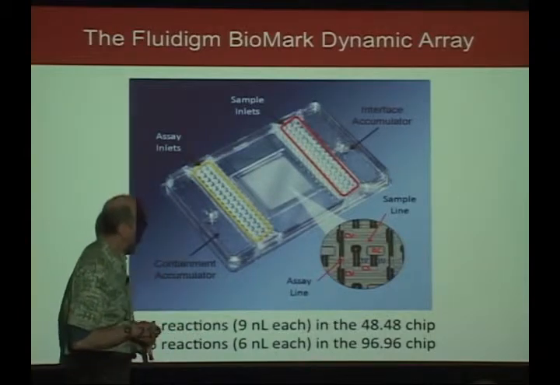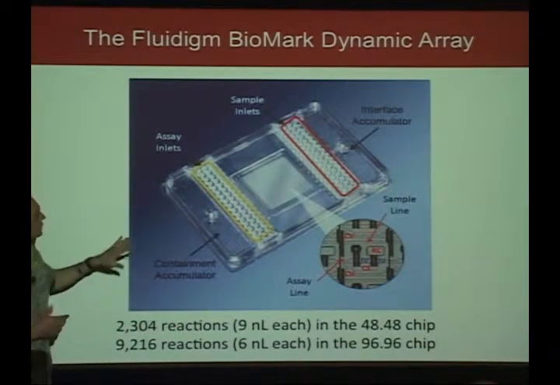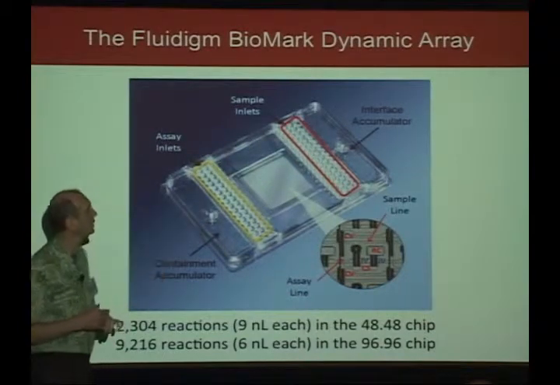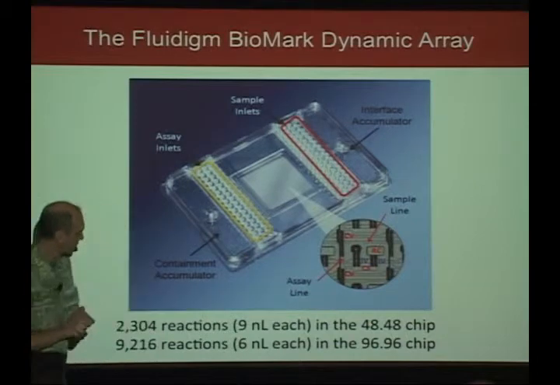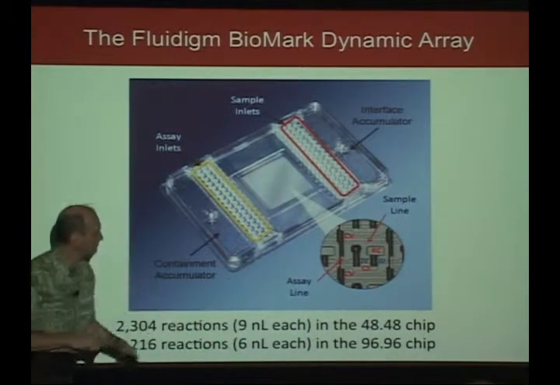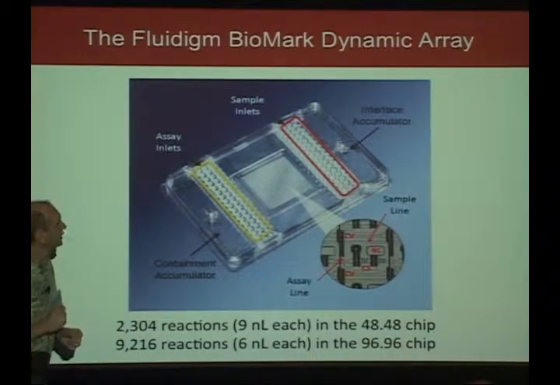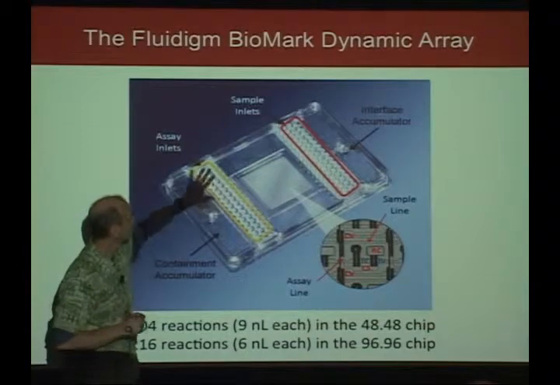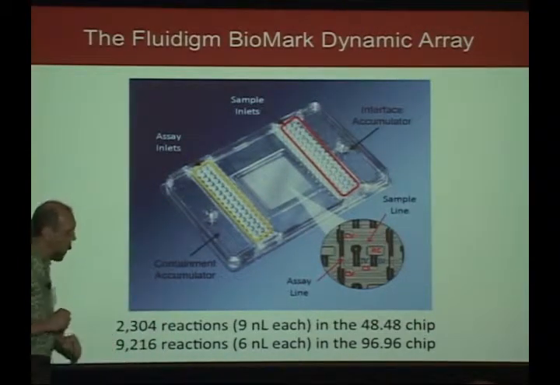There are, I think, 9 nanoliters each for, well, there are 2 chips. There's a 48 by 48 well, and there's a 96 by 96. So you can see the scale of the reactions for each of those is either 9 nanoliters or 6 nanoliters. They're tiny, tiny volumes. And that's what the instrument does automatically for you, making all of those combinations.